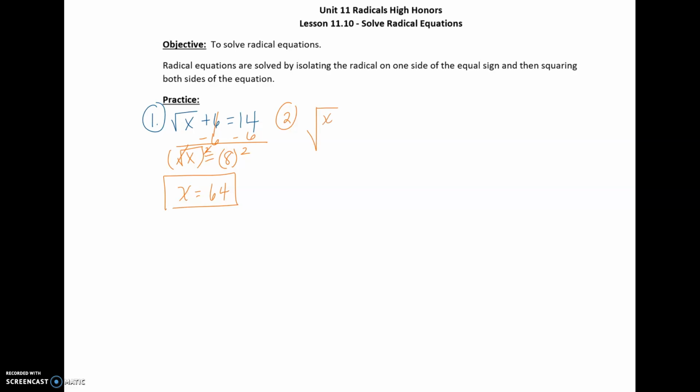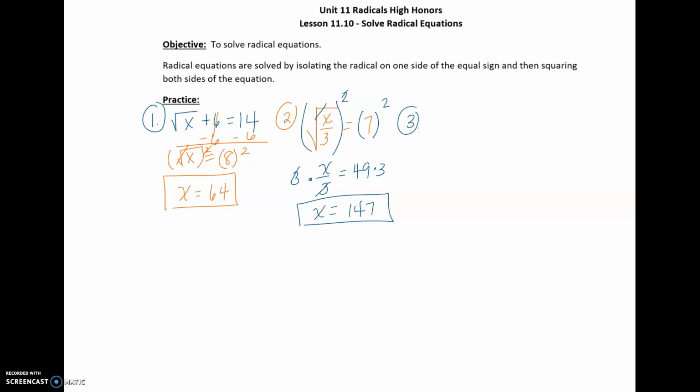The next one, the square root of x over 3 equals 7. So the radical is isolated on the left. There's nothing else on that side. So to undo that square root, we're going to square it, and we're going to square both sides. That takes the radical away and we get x over 3 equals 7 squared, which is 49. Now to get x by itself, I'll multiply by 3. And that makes it x on the left and 147 on the right. Okay, and again, you can plug these in and check them.